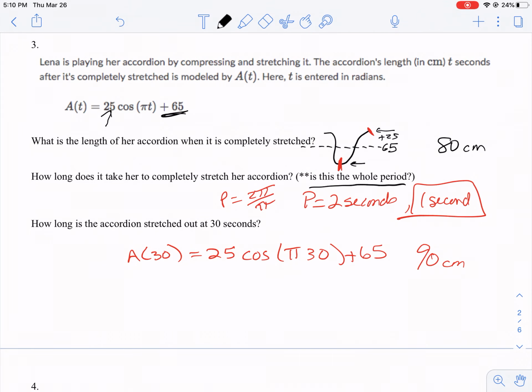So what is the length of the accordion completely stretched? 25 and 65 make 90 centimeters, not 80. Hopefully you guys caught that error, because there's no way that it could be 90 centimeters if the completely stretched is 80. So that's how I knew I made a mistake. Alright, so at 30 seconds, her accordion is completely stretched out.